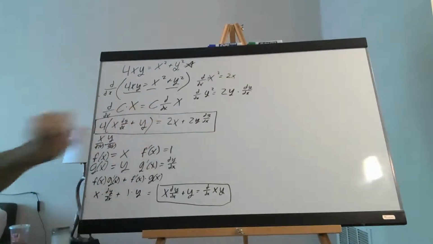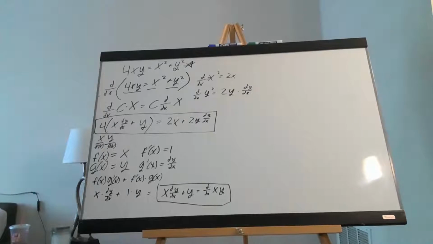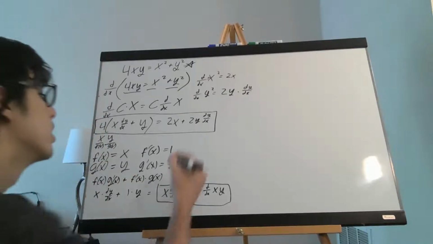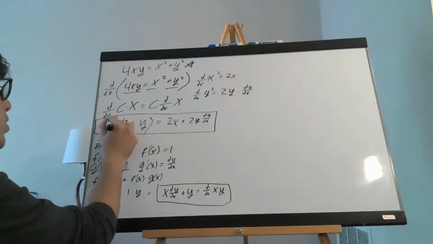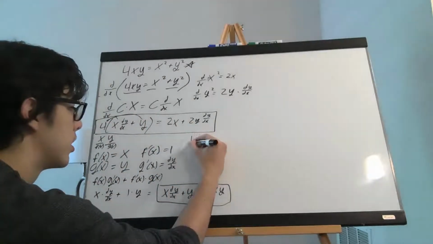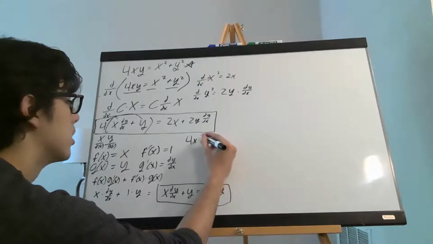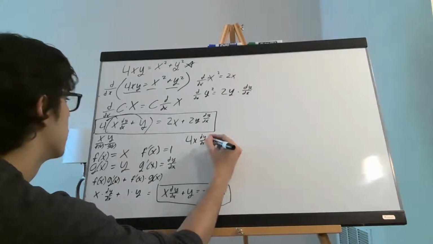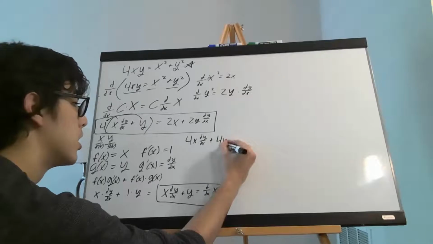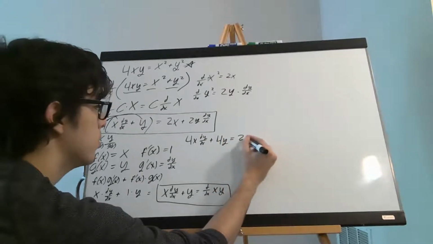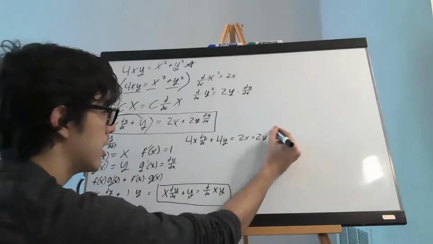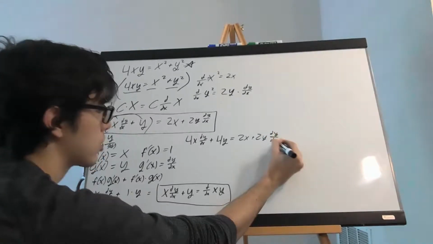But we're not happy with this. This is an implicit solution. It is implicit differentiation, but we want an explicit solution. We want our solution in terms of dy/dx. So luckily, there's not much else we have to do. We just have to do some basic algebra. So the first thing I'm going to do is distribute this 4, which is going to give us 4x dy/dx plus 4y is equal to 2x plus 2y dy/dx.